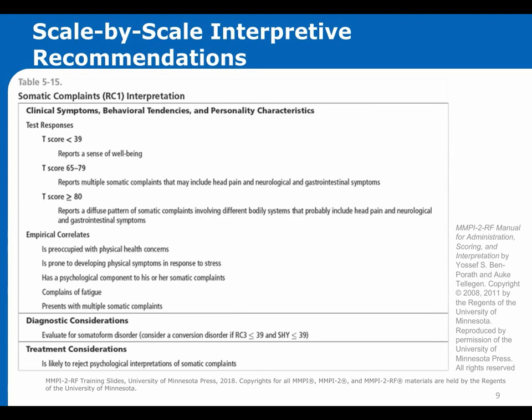Next, we have the interpretive statements that are based off of empirical correlates. So in these cases, there have been either research studies or data presented in the MMPI-2-RF technical manual, that's the large, thick green manual, that support that RC1 scores are associated with these characteristics. So, for example, there's been research that demonstrates that RC1 scores are associated with being preoccupied with health concerns, being prone to develop physical symptoms in response to stress, and other issues listed there.